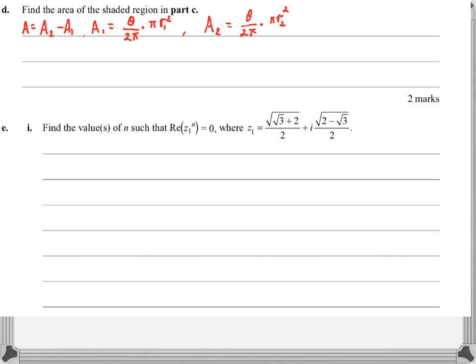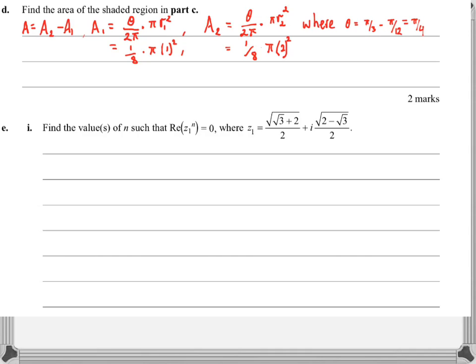We've got the sector with radius of 1 and a sector with radius of 2. The angle of that sector is the difference of the arguments of the two complex numbers. The larger angle, pi on 3, minus pi on 12, gives you pi on 4. So that's the size of the sector. Now pi on 4 on 2 pi simplifies down to an eighth.